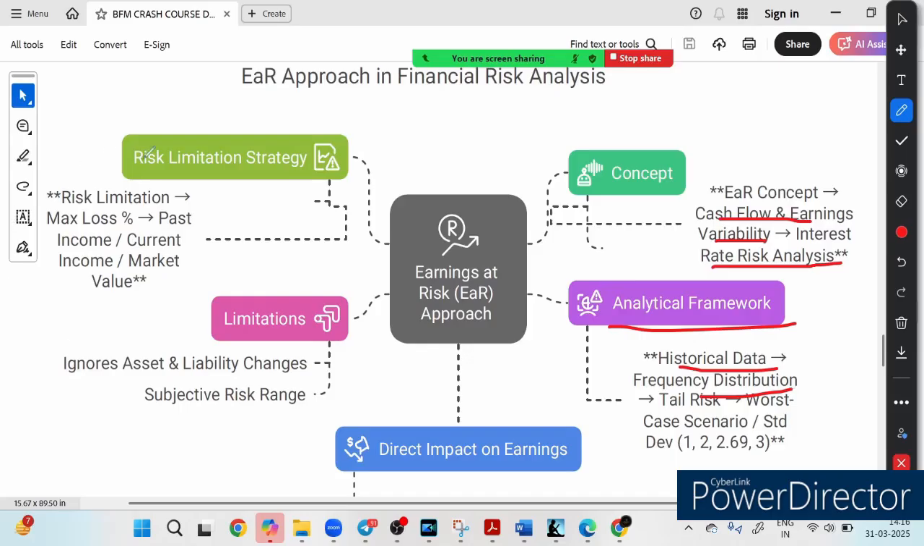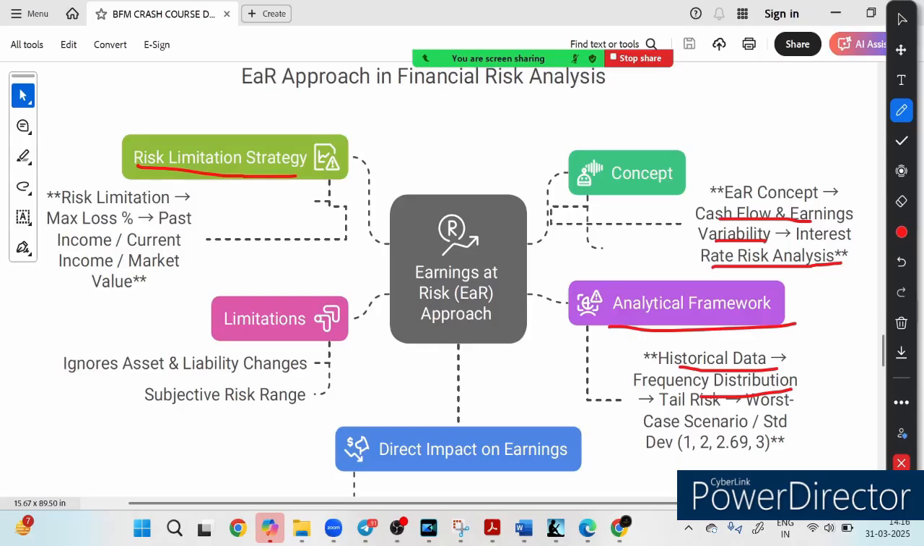And if we look at the risk limitation strategy, to control risk, businesses set a maximum loss percentage based on past income. They set a maximum loss percentage, meaning how much they can withstand, how much they can tolerate, based on past income, current income, or market value. They set some tolerance level. This ensures that financial shocks don't push them into a crisis.